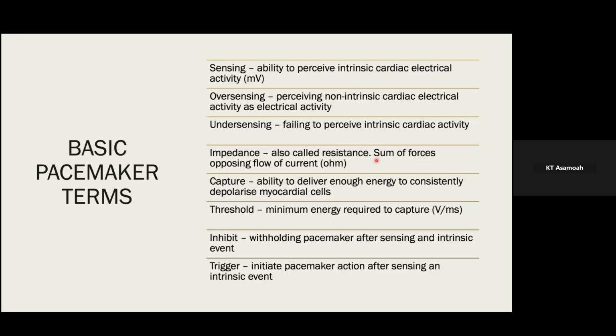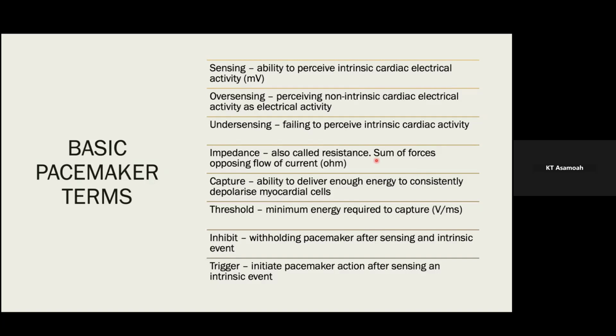This is what we call undersensing. We'll look at the implications of over and undersensing as the presentation goes on. Then we have impedance, which is also called resistance and refers to the sum of forces that oppose the flow of charge or flow of current through the pacemaker system.